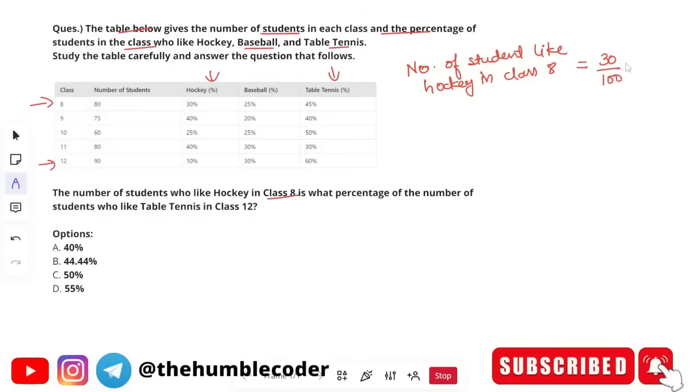So we can write 30% in this way, and of 80 will be this one. If we cancel out this 0, the zeros will cancel. So 3 8s are 24. There are 24 students who like hockey and they are in class 8. Let's see the next thing.